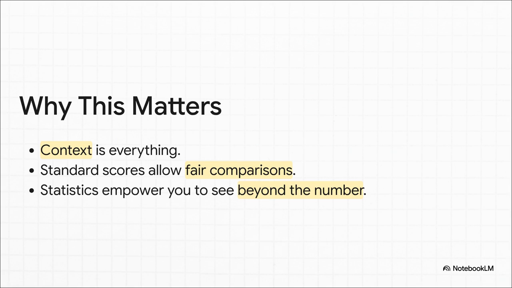So why does any of this matter? Because context is everything. These tools let us make fair apples-to-apples comparisons, even between something like an English test and a chemistry test. But most importantly, understanding these basic stats empowers you. You don't have to just stare at a number anymore. Now you can actually read the story behind it.